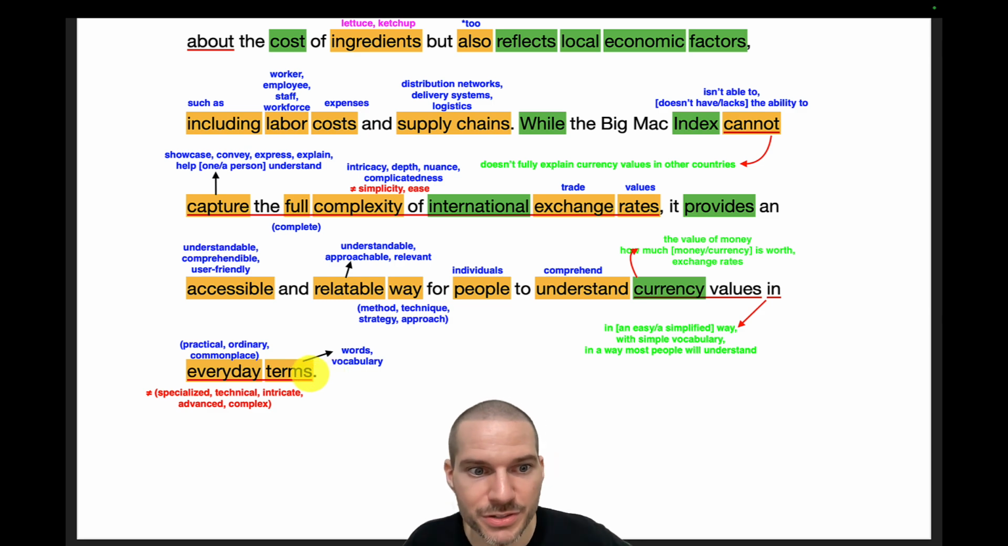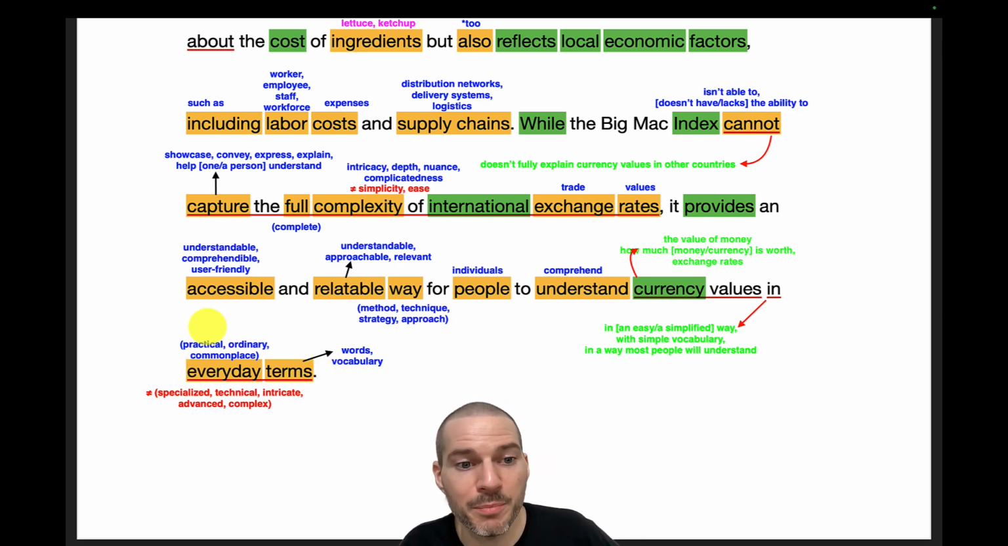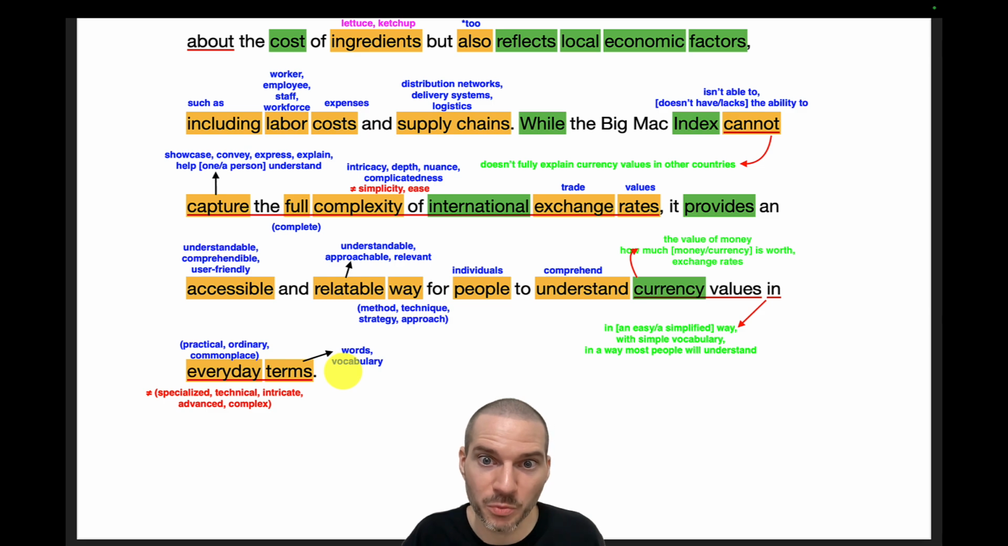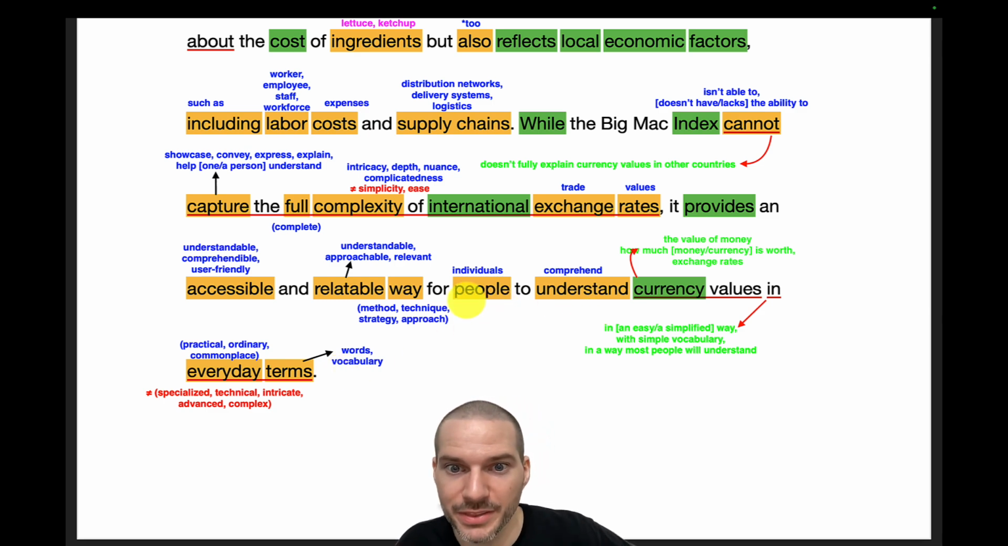All right, let's finish this story. Every day you can say practical, ordinary, or commonplace. The antonyms are specialized, technical, intricate, advanced, or complex. So if it's complex, it's hard to understand. Terms are just words or vocabulary. The words in this story might not be that hard for you to understand because you can understand the cost of a Big Mac in one country versus another. I reworded it. Let's read it and end this.